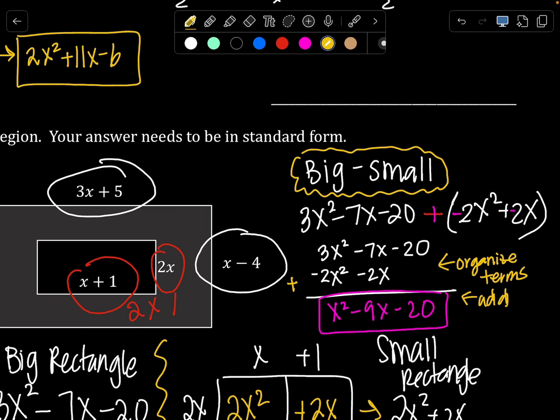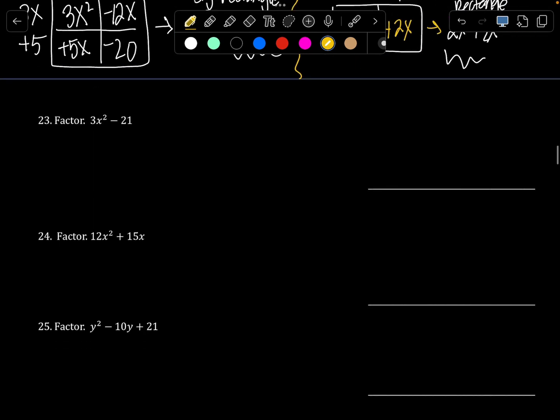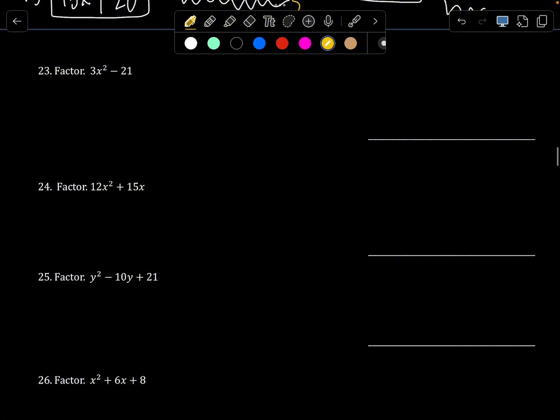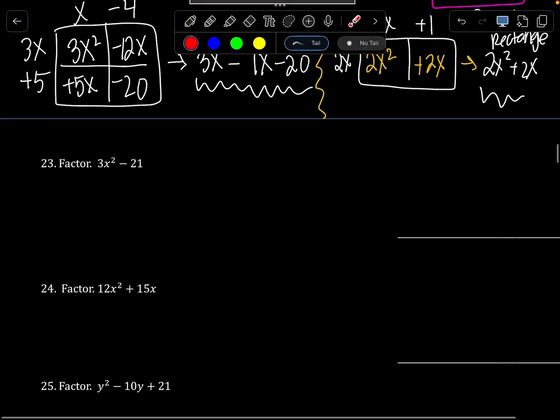Okay, what we're gonna do now is turn the page. We are going to start factoring when we get back from the break. We're gonna stay inside. So number 23, here we go.